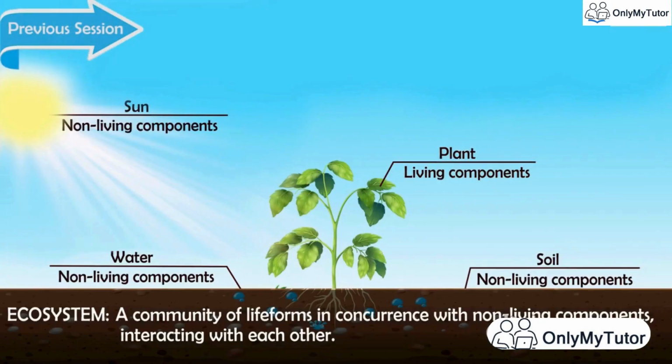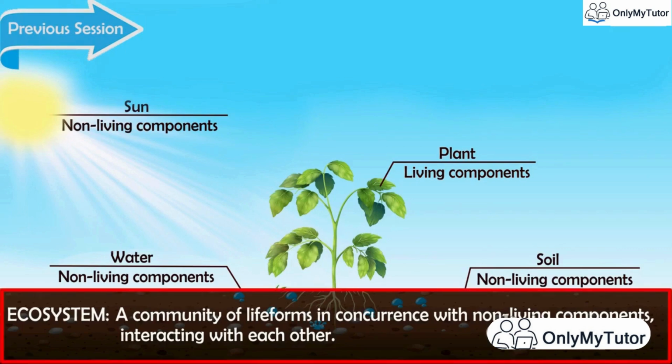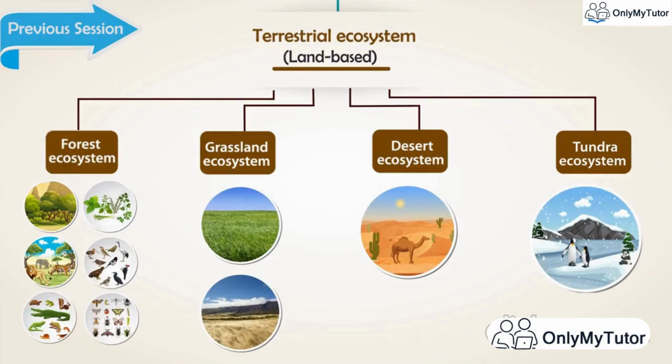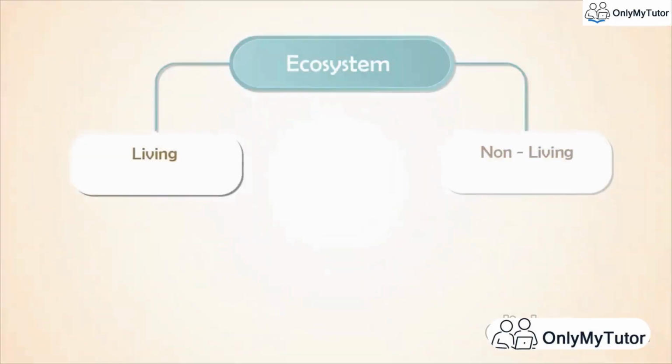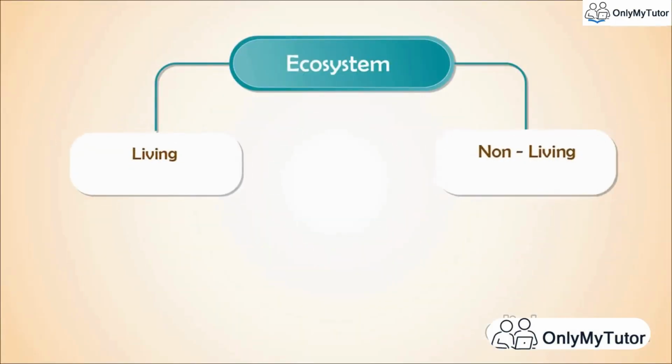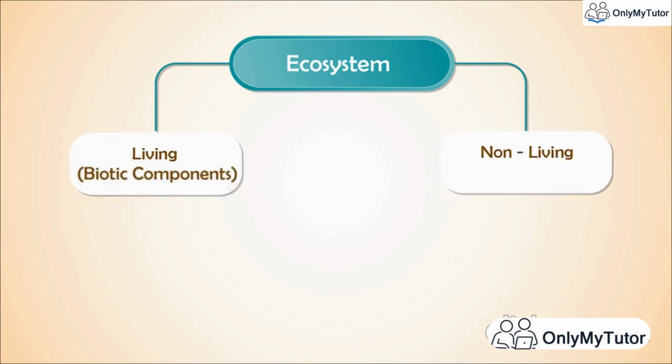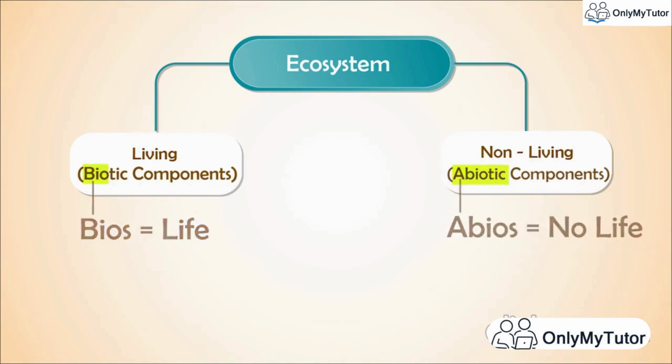Previously, we saw some important concepts related to an ecosystem, like what is an ecosystem and what are its different types. If you recollect, in the previous example, we said that living and non-living things are interdependent. Yes, these living and non-living things are the basic components of the ecosystem. Living things are also known as biotic components. The term bios means life. Non-living things are known as abiotic components. Here, abiotic means no life.